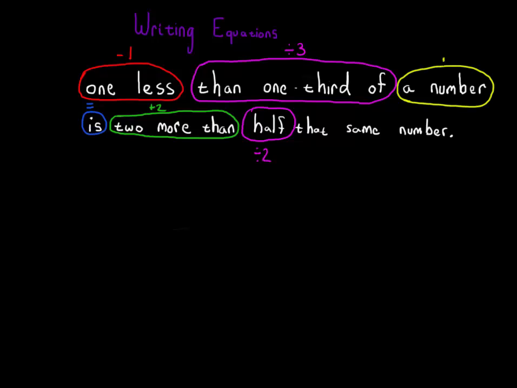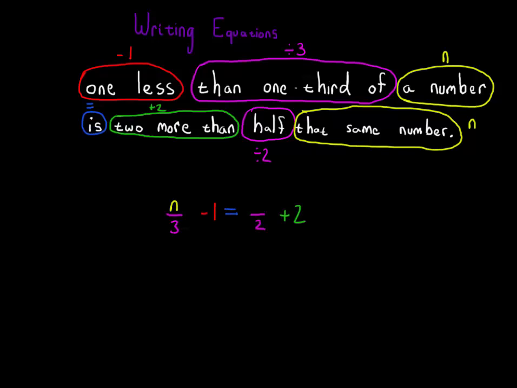We'll use the letter n to represent a number, and we'll use it twice, once on each side of the equation. So 1 less than 1/3 of some number is 2 more than 1/2 that same number. Note that this represents 1/3 of a number because I'm dividing that number by 3, and that this represents 1/2 of a number because some number n is being divided by 2.